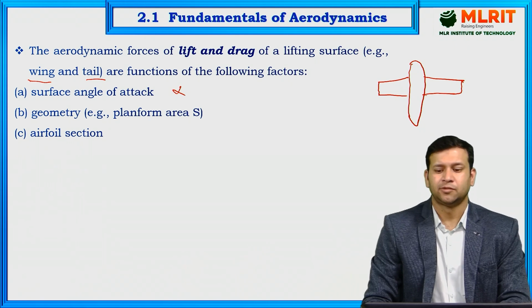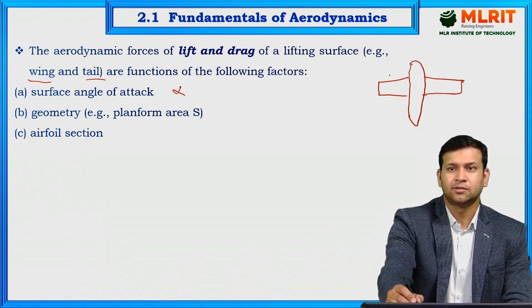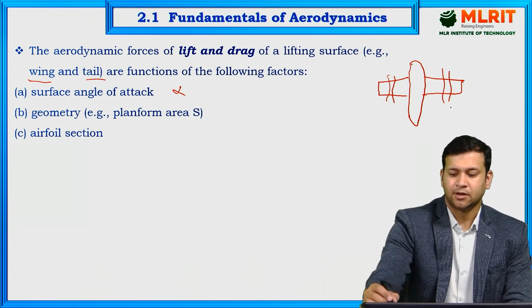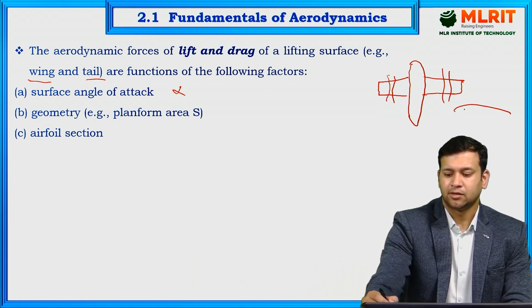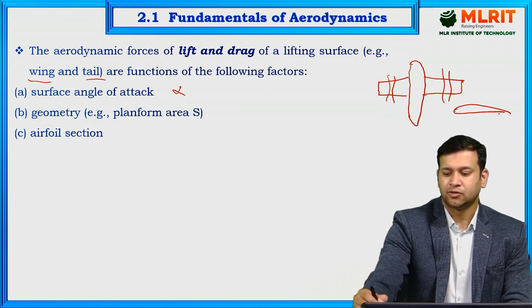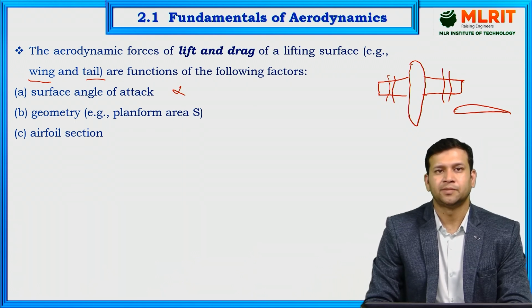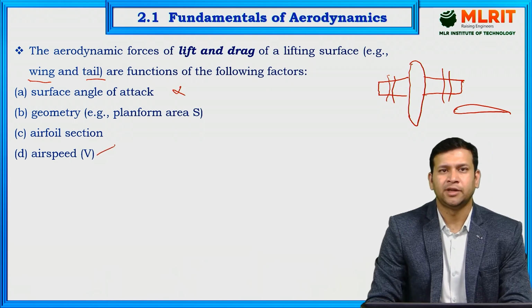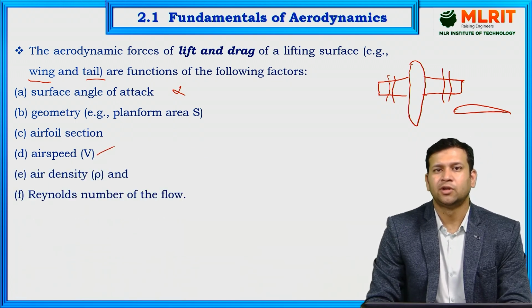Airfoil section: just now we have seen in the previous slide the airfoil section, the cut section of this wing. If we slice it here, we'll see the cut section to be like this. This is the airfoil section. Then airspeed, that is the velocity of the aircraft, density of air, and Reynolds number of the flow.